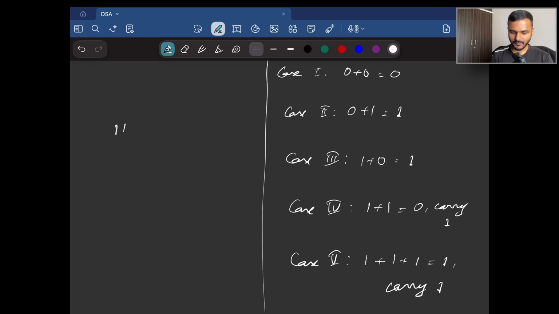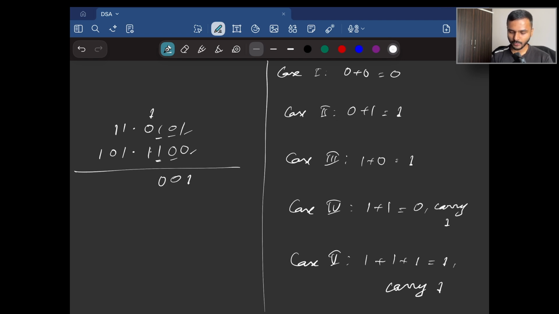So let's take 11.0101, and let's add this with 101.1100. So the first one is 1 and 0. We know 1 plus 0 is 1. So we will write 1 over here. The next one is 0 and 0. We know it is equal to 0. We'll write 0 over here. The next one is 1 and 1. And we know that it is 0 with a carry of 1. So we'll write 0 here, carry over 1 here.